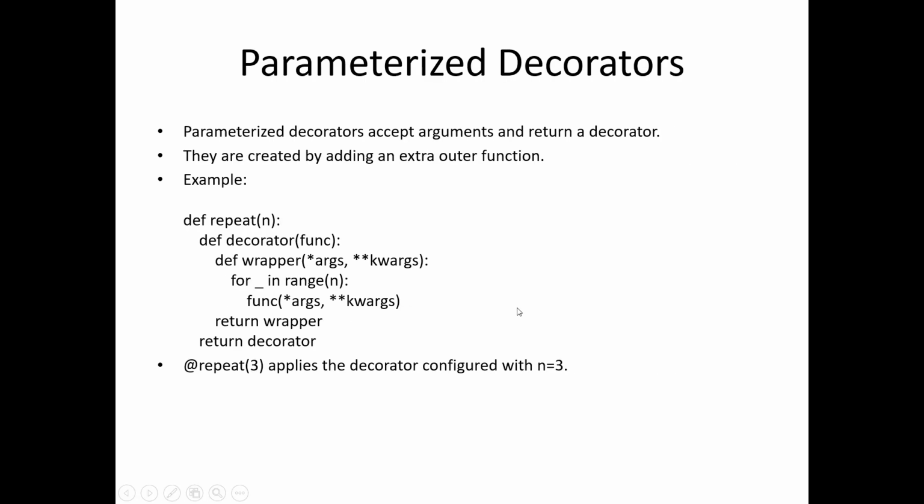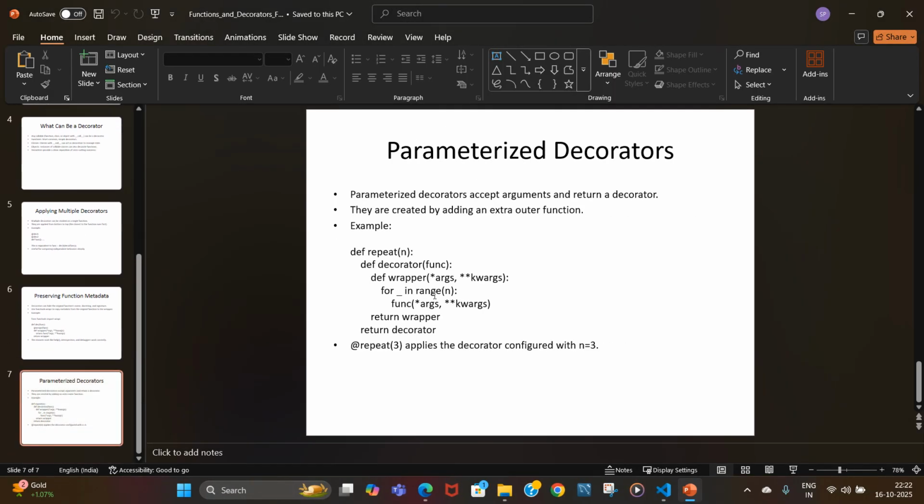Parameterized decorators. Decorators can also take arguments. These are called parameterized decorators. They are made by adding an outer function that receives the parameters and returns the actual decorator. This is useful for creating configurable decorators like logging with levels, retry counts, and repeating behavior.